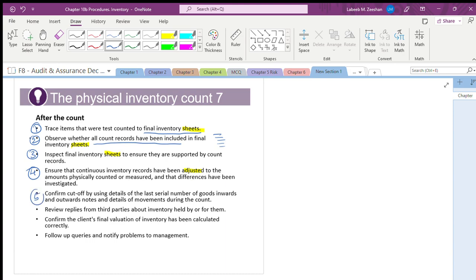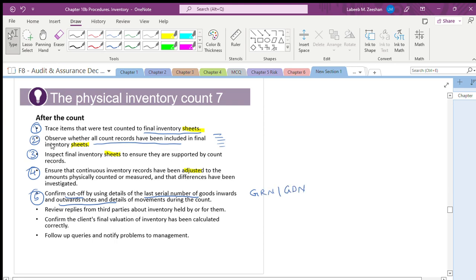Point number 5, what is it? Confirm cutoff. What is the last serial number of the goods inwards and what is the last serial number of the goods outwards? GRN and GDN, that is what we have to take. What is the last number of the year and the first number of the next year? They should not have any gap. In the goods delivery note also, there should be a last number and a first number.